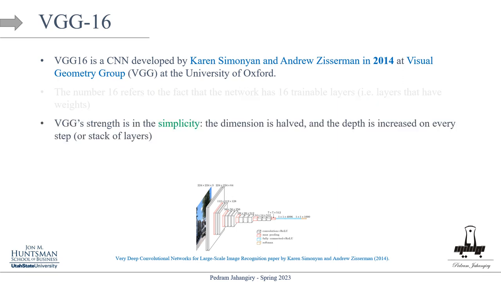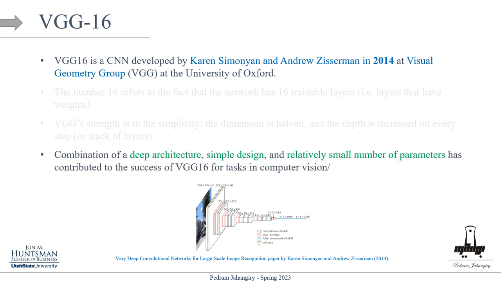And then its strength is its simplicity. The dimension is halved at each layer, and the depth is increased on every step or stack of layers, right? So a combination of deep architecture, simple design, and relatively small number of parameters, relatively, right? We're going to see those numbers. This has contributed to the success of VGG16 in computer vision, okay? So hopefully you're paying attention to this pyramid shape of the VGG16. I'm going to show you a larger one in the next slide, but the idea is that it's a very simple design, right? Let me go to the next slide and talk about it there.